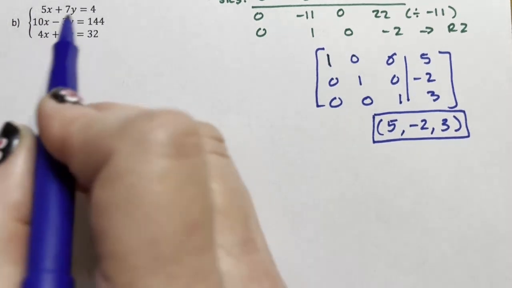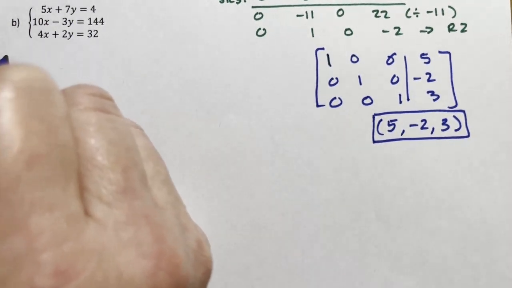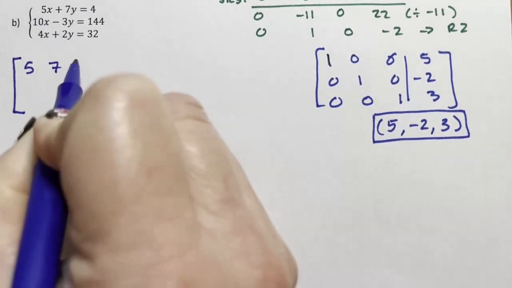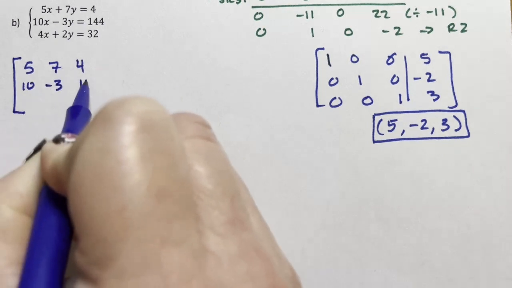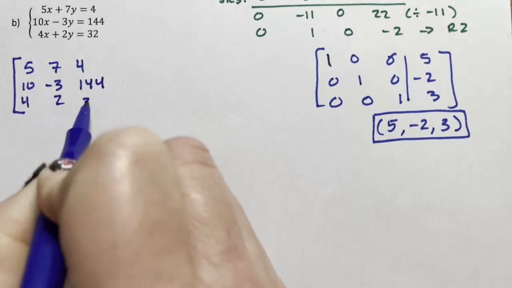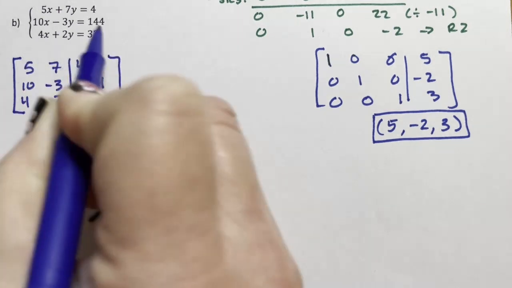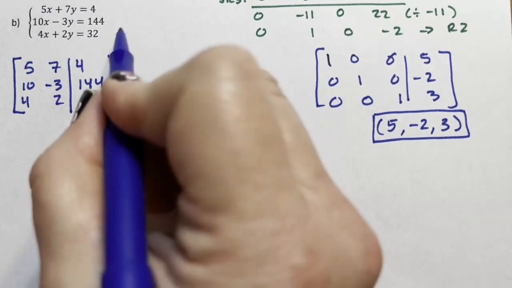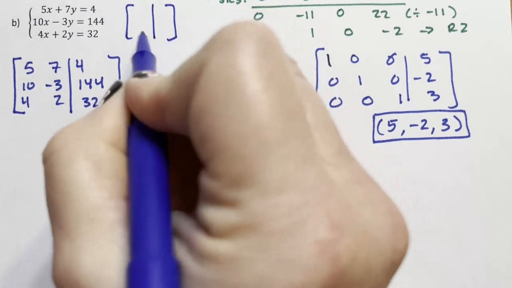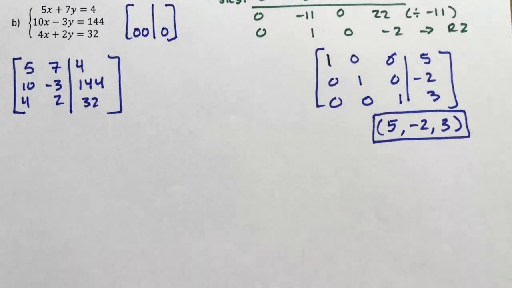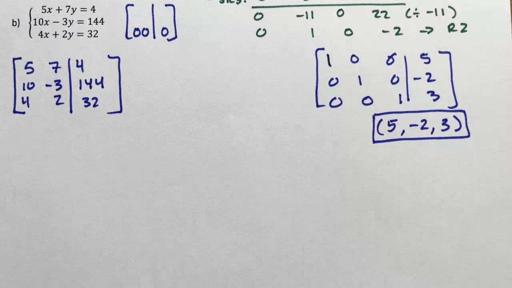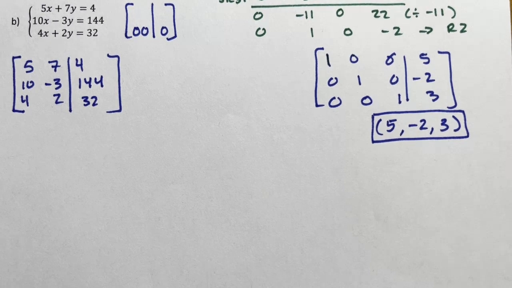This last matrix, if we start by writing it in 5, 7, 4, 10, negative 3, 144, 4, 2, 32. The fact that we have 3 equations and 2 variables means this last row is either going to become 0, 0, 0, and we'll have a solution, or it's going to become 0, 0, and a number, not 0, and it's going to be no solution. Those are the 2 options we have for that bottom row. We're hoping for 0, 0, 0 with a solution.